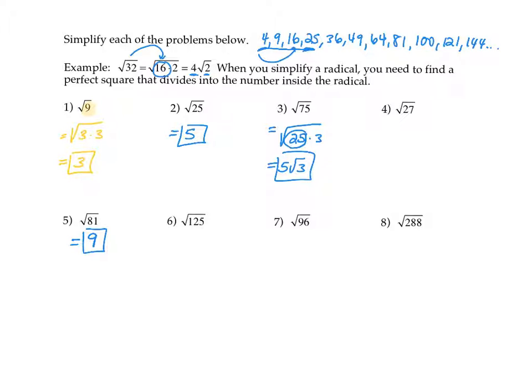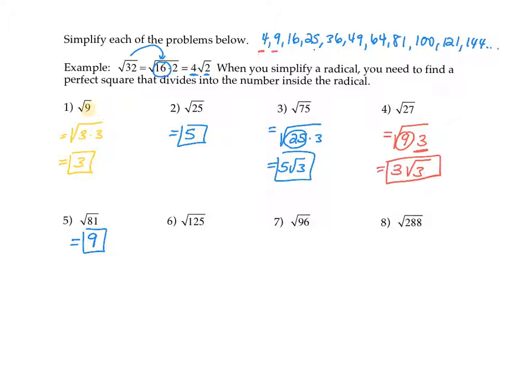Okay, and number 4, we have the square root of 27. And if we notice, 27 is not on our list of perfect squares up here. So we want to find a number on the list that divides into 27. So now 4 doesn't go into 27 evenly, so I come here to 9. So we want to factor 27 into 9 times 3. 9 is our perfect square, and when we take the square root of 9, we get 3 on the outside but this 3 stays inside the radical. So our final answer is 3 square root of 3.